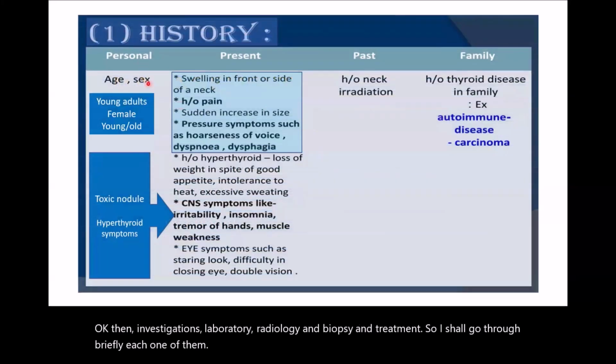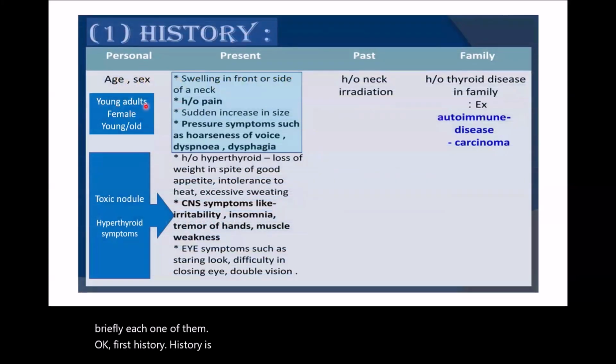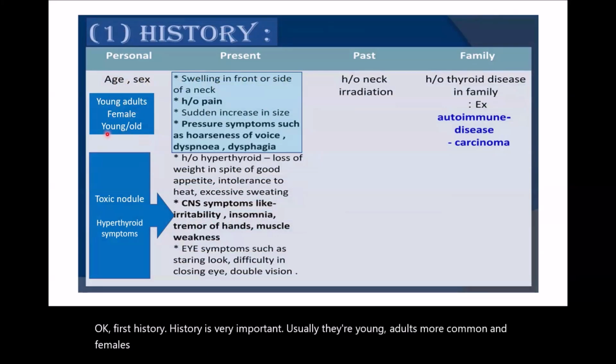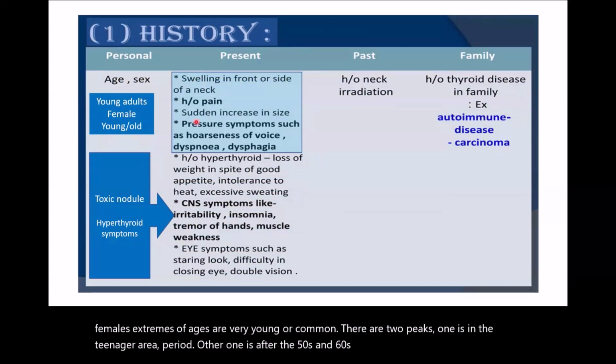Okay, first history. History is very important. Usually they are young adults, more common in females, extremes of ages. Very young now, it's common. There are 2 peaks. One is in the teenager period. The other one is after the 50s and 60s, older age group. And usually they present with swelling in front of the neck.